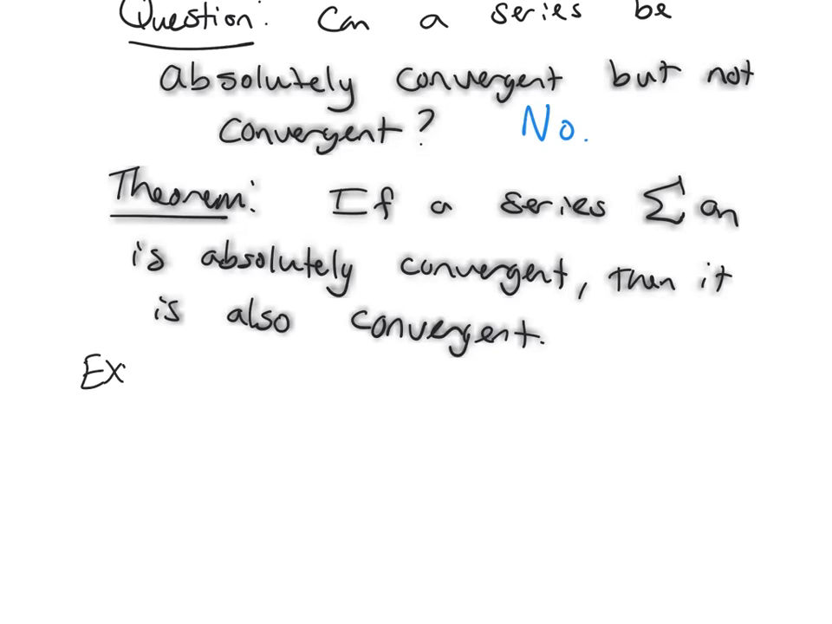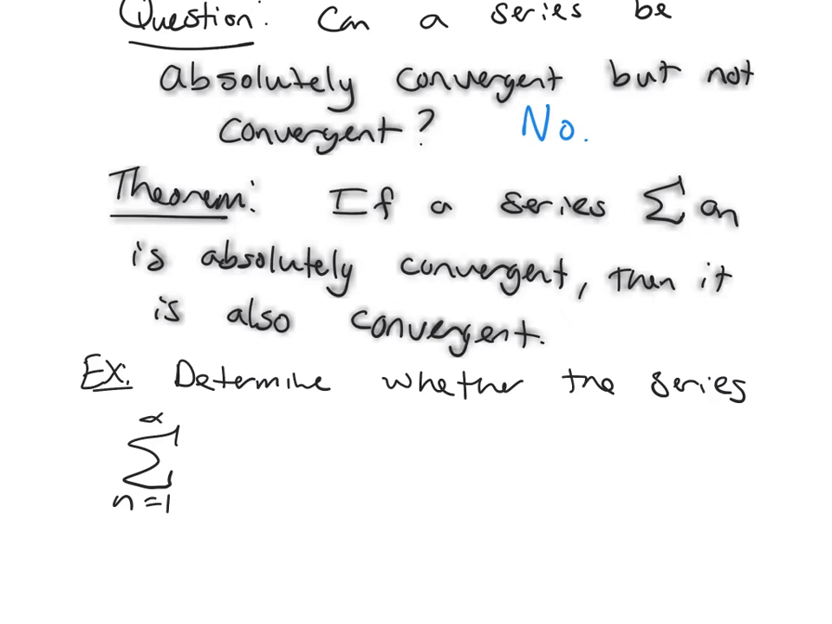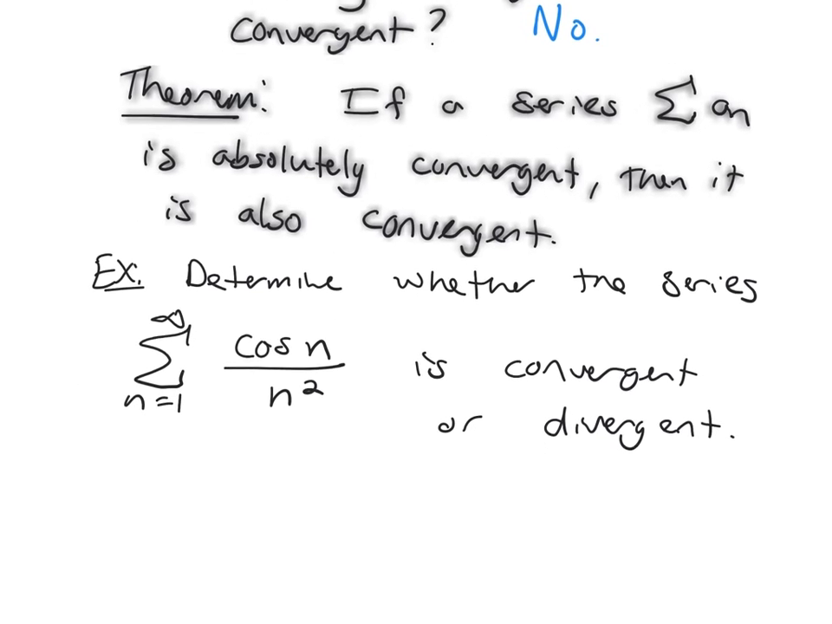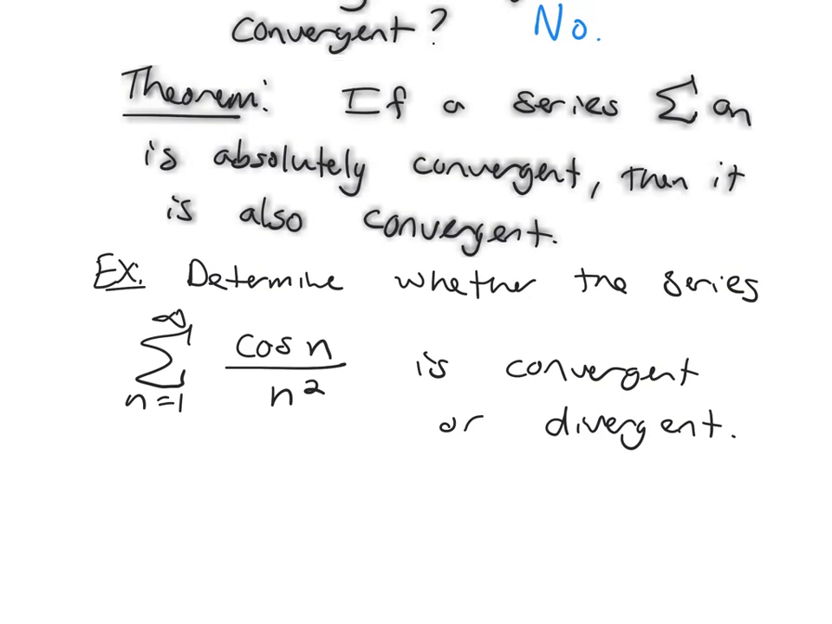Determine whether the series, the sum from n equals 1 to infinity of cosine of n over n squared, is convergent or divergent. So notice this question doesn't say anything about absolute convergence anymore. I just want to know if it converges or diverges.